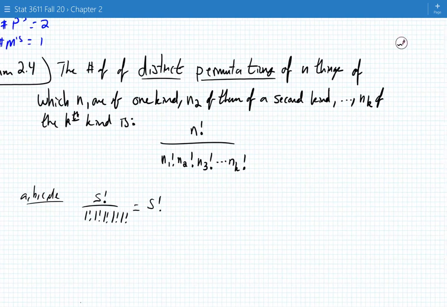But if you throw in a repeat letter like an A, then all of a sudden that changes, and you're going to have 6 factorial, because we have 6 letters, over 2 factorial for the A repeated. And then you have the rest of your 1 factorials. So that would just be 6 factorial over 2 factorial.